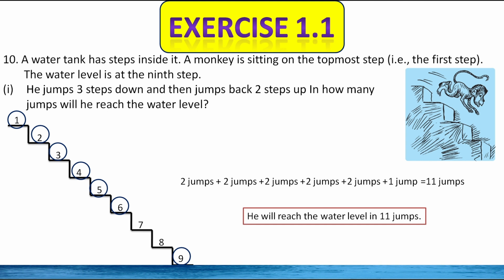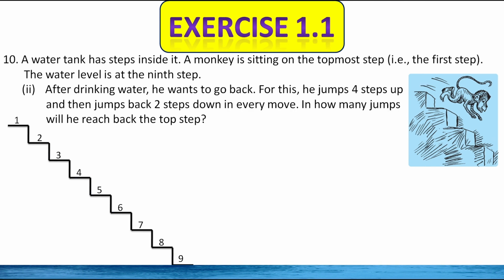Now let's solve the second question regarding this. After drinking water, he wants to go back. Okay, for this he jumps 4 steps up and then jumps back 2 steps down in every move. Okay, in how many jumps will he reach back the top step? Let's see. He is there on the 9th step now. He will jump 4 steps up and come back 2 steps down. So he reached the 7th step. Okay, in 2 jumps he reached the 7th step.